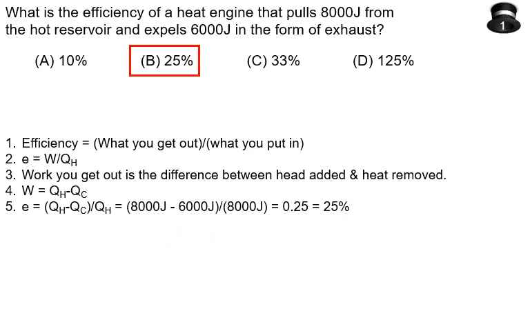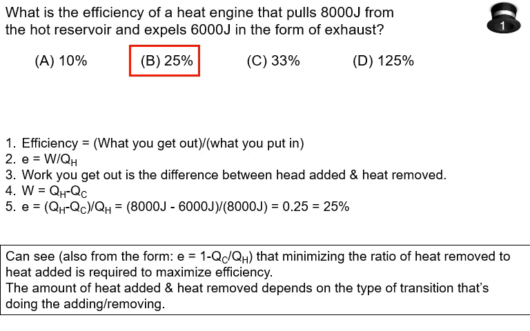Alternatively, you could have jumped straight to the equation that efficiency is equal to 1 minus Q sub C divided by Q sub H. So then you'd get 1 minus 6,000 over 8,000. That 6,000 over 8,000 is 3/4. So 1 minus 3/4 is a quarter. So you get 25% again. Same equation, so not surprising.